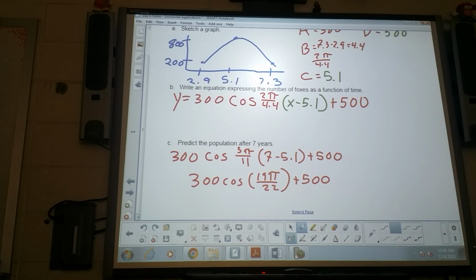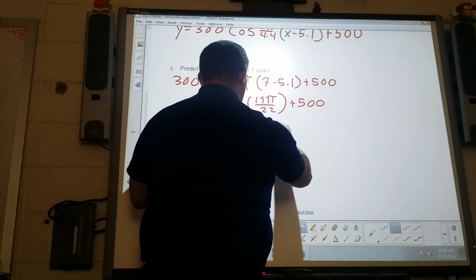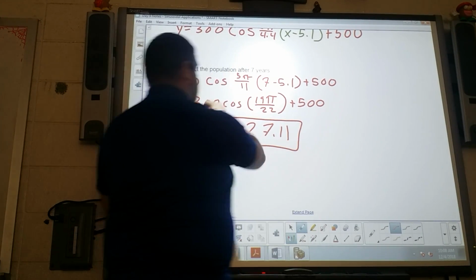Whether you did the 2 over 4.4 or you did the 5 over 11, those are equivalent fractions. You had to put the pi in there, right? Not at that step. On the last step, where we're getting ready to type it in, until you hit the cosine button, you don't need to put the pi in there. Once we hit the cosine button, it's a whole new ball game, and we have to have it in there. But until we need to press the cosine button, we do not need to hit a button at all.